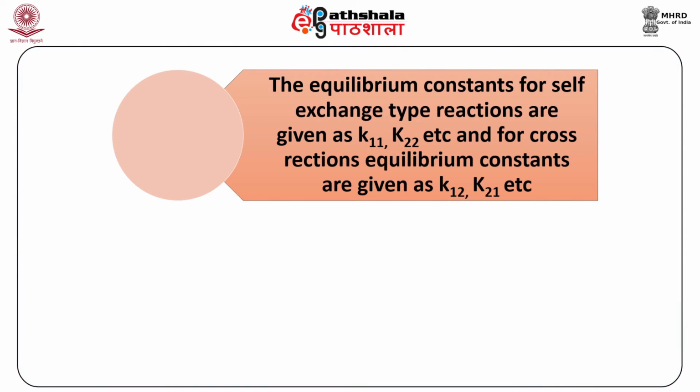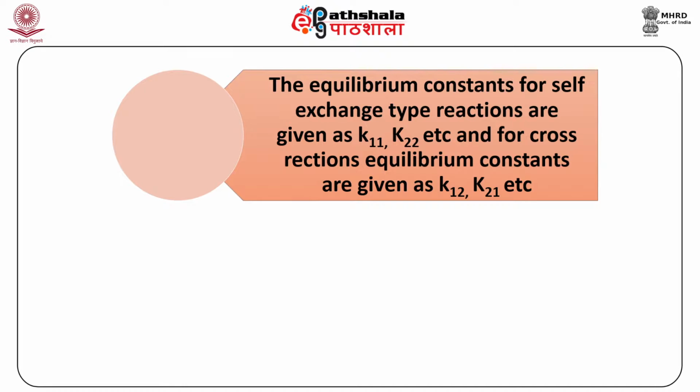The equilibrium constants for self-exchange type reactions are given as K11, K22, K33 and so on, but for the cross reactions such constants are given like K12, K21, etc. The self-exchange reaction clearly indicates that the metal ions and the ligands are the same, except that isotope labeling can be done at one of the metal centers, so that we can discriminate what kind of electron transfer reaction is going on.